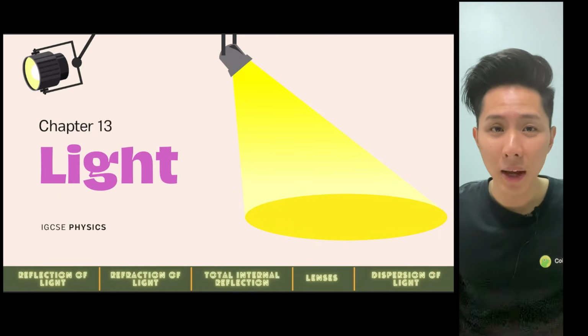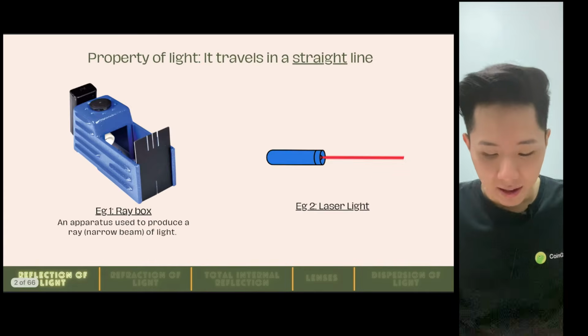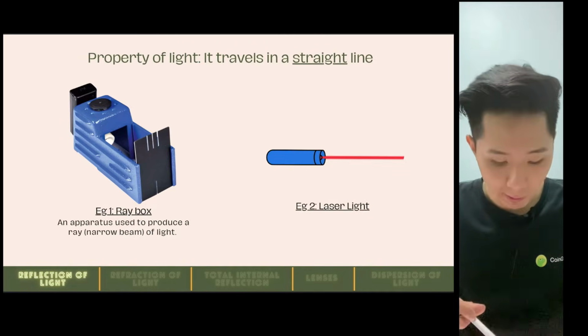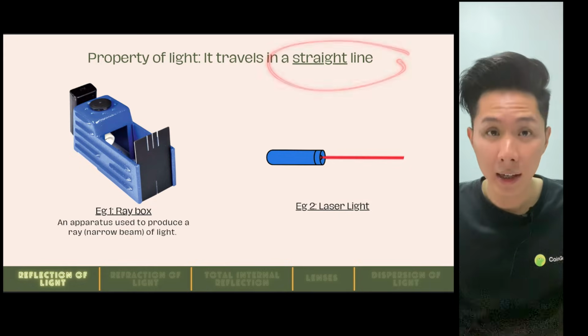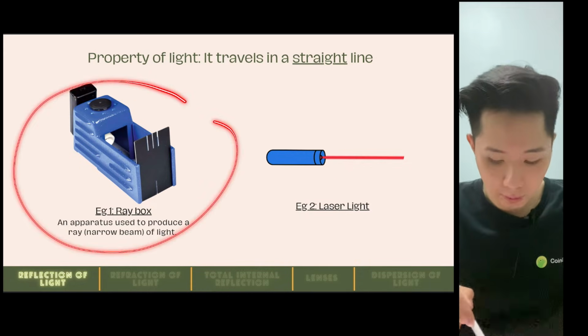So in this video, we are going to look into IGCSE Physics Chapter 13, Light. Here are some of the properties of light. The first one is that light travels in a straight line, and you can show that it travels in a straight line by using two different pieces of equipment.